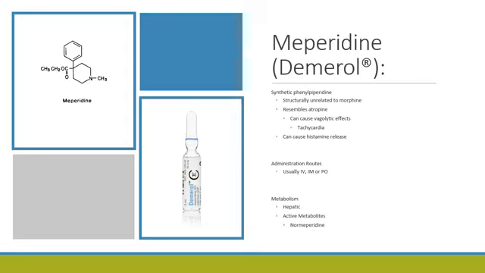Next, we'll move on and talk about meperidine or Demerol. It is a synthetic phenylpiperidine structure. Looking at the structure of it, you can see that it's essentially unrelated to morphine, and on a molecular basis, it actually resembles atropine. And because of that, we see some of the similar effects that we get with atropine. We can see those vagolytic effects. Primarily, what we tend to see is tachycardia.